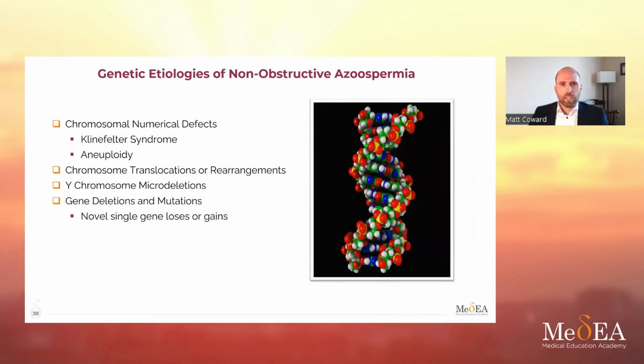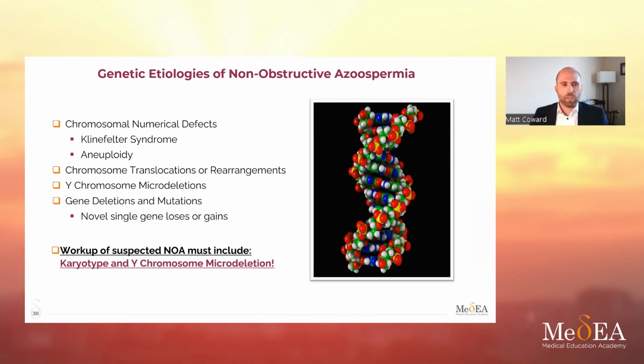There are a number of genetic etiologies of non-obstructive azoospermia. These include chromosomal numerical defects that include Klinefelter syndrome, as well as other aneuploidies, chromosomal translocations, and then Y chromosome microdeletions. It's important that men with non-obstructive azoospermia, so this has been with testicular atrophy as well as high FSH levels, undergo karyotype and Y chromosome microdeletion testing.